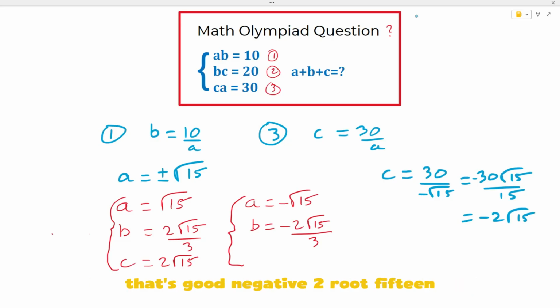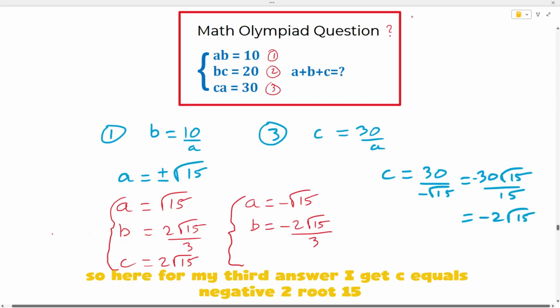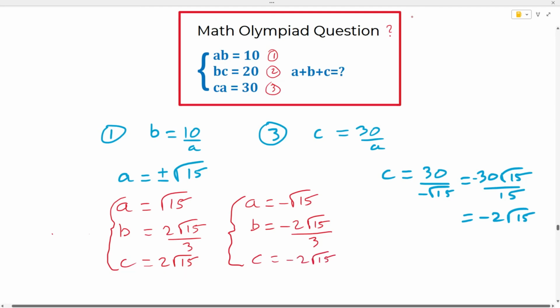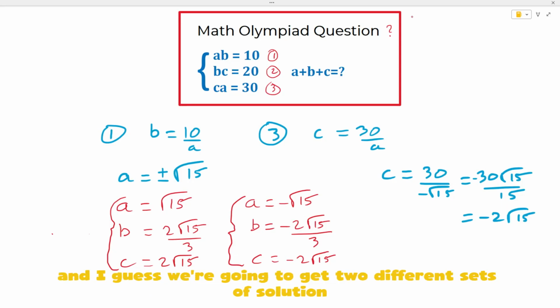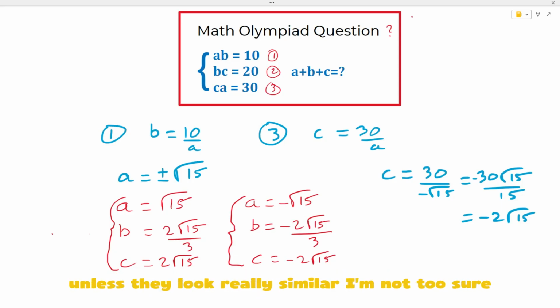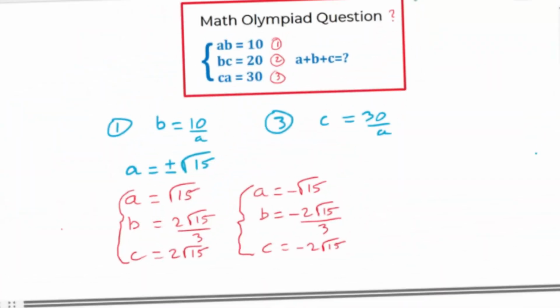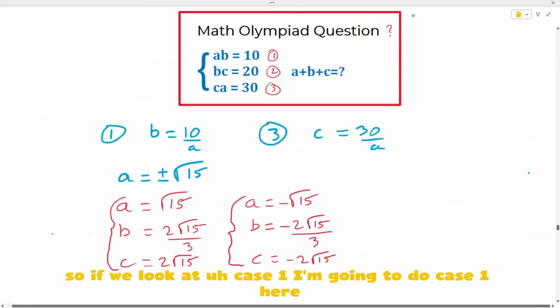Actually, yeah, that's good. Negative 2 root 15. So here for my third answer, I get c equals negative 2 root 15. Now this looks pretty tricky, but we're going to have to add a plus b plus c, and I guess we're going to get 2 different sets of solution unless they look really similar. I'm not too sure. So if we look at case 1, I'm going to do case 1 here.